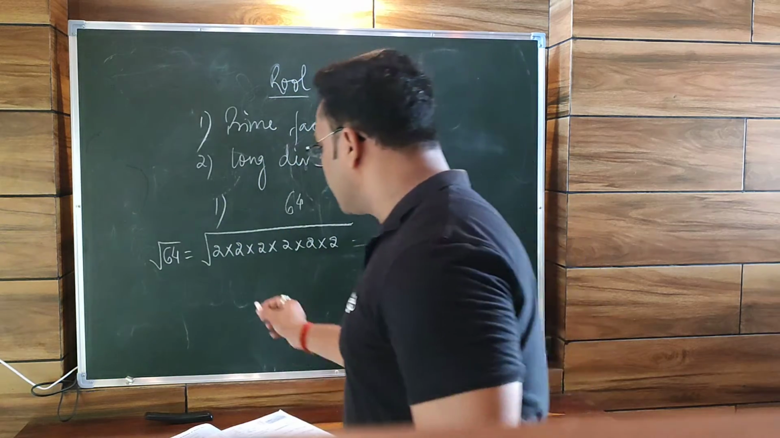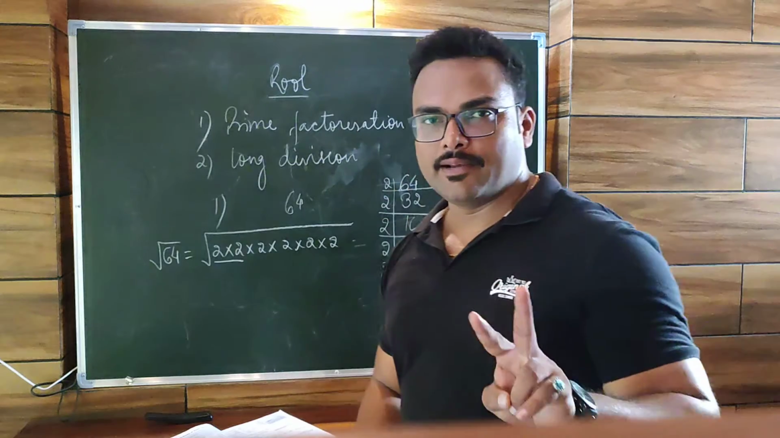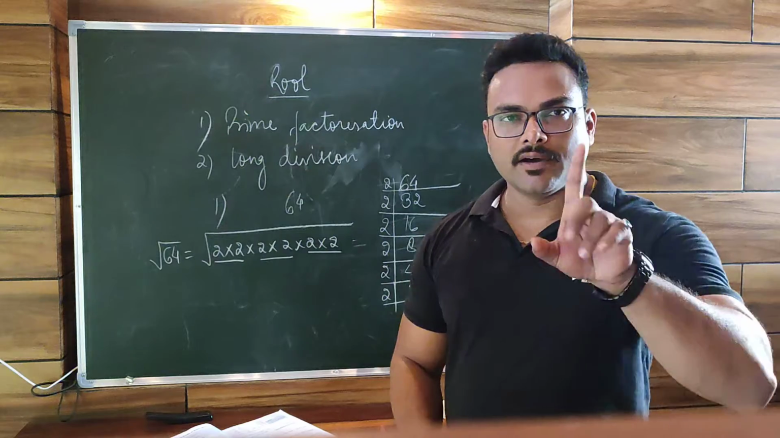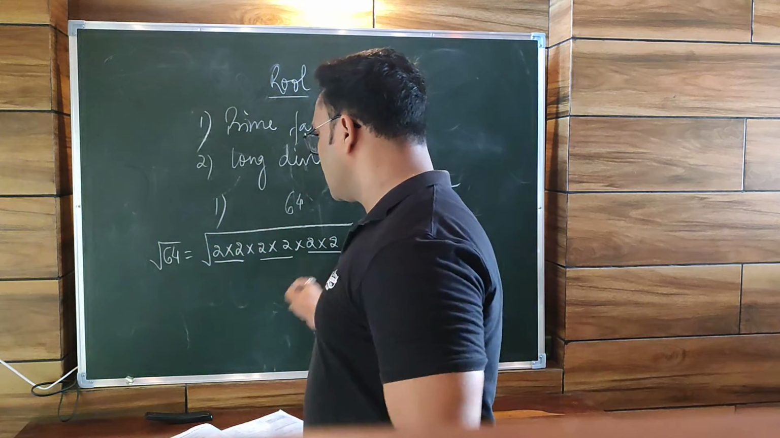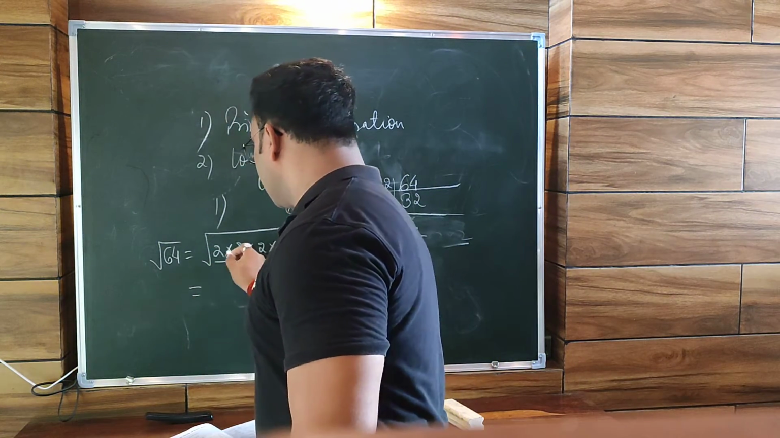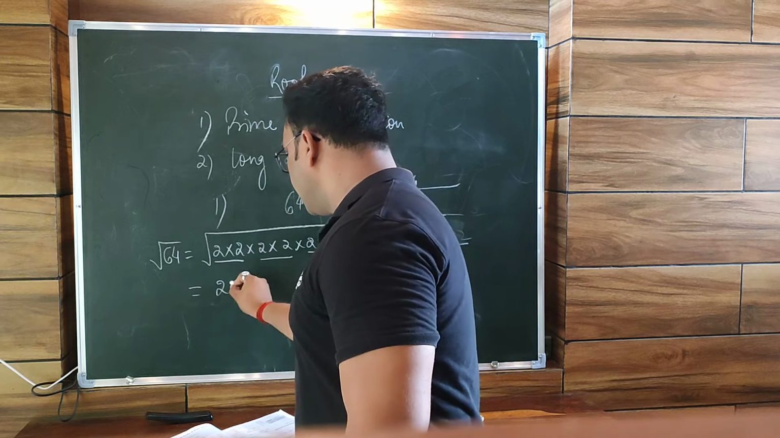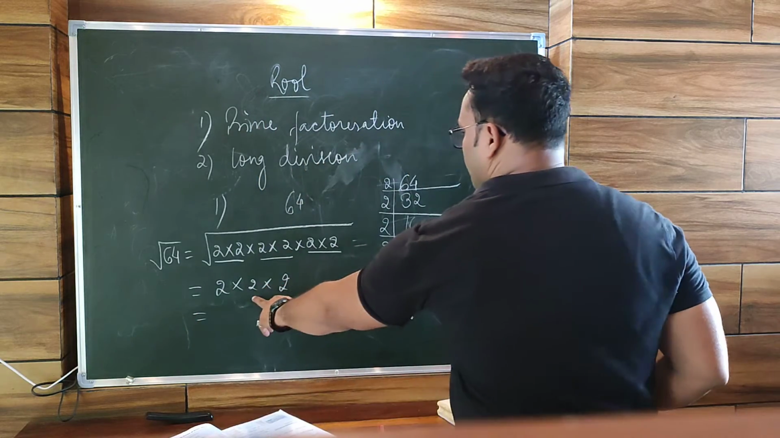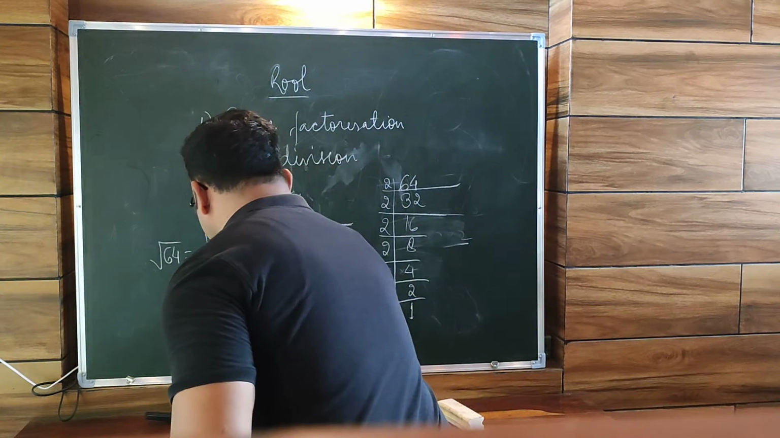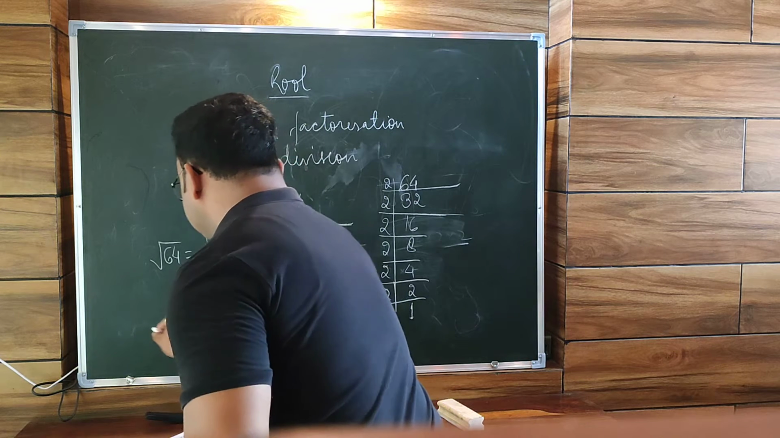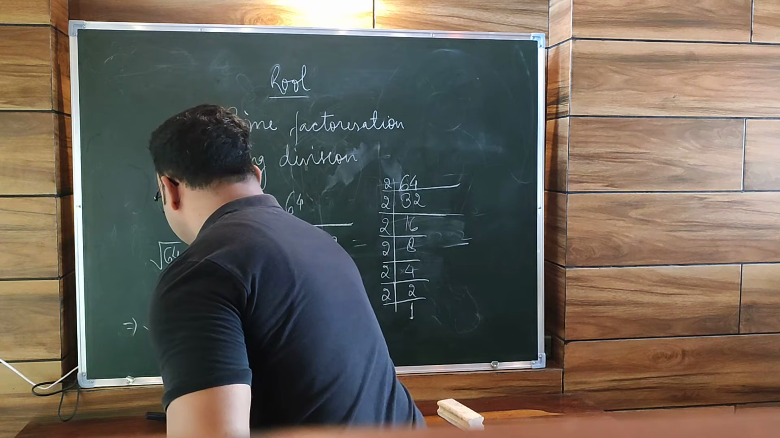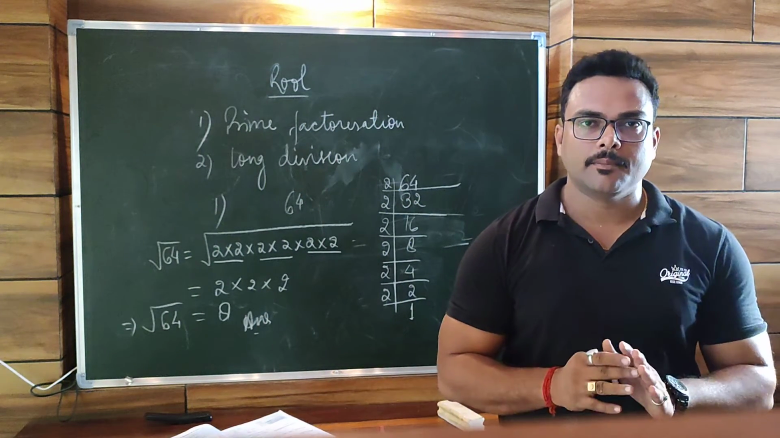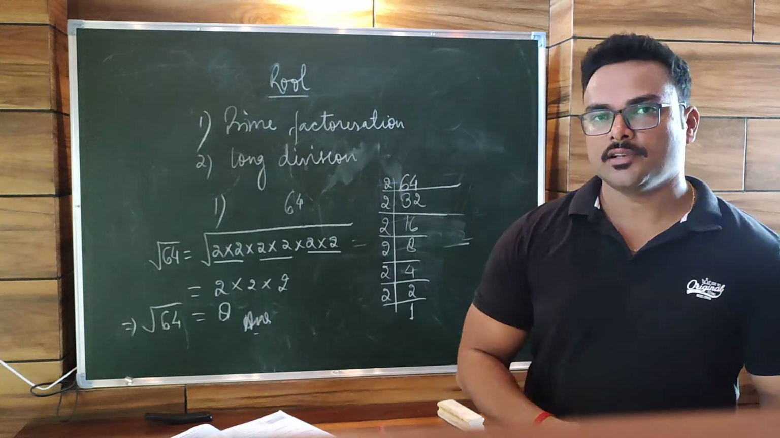Now we have to pair. Pair means two 2s we will take together. Out of each pair, only one 2 will come out of the root. So here 1, from here again 1, and from here again 1. So it is 2 into 2 into 2, which is 8. So 8 is our answer, which implies root 64 is equal to 8. This way we can take out the root of any given number by the prime factorization method.